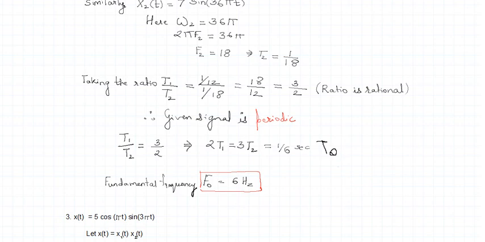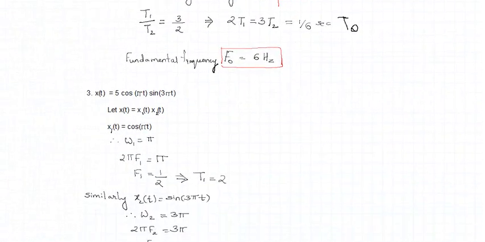If the signal is periodic, use the ratio T1 by T2, simplify it, and from it you get your fundamental period T naught. Once you get your fundamental period T naught, take the inverse of it, you get the fundamental frequency. Now let us look at one more example.